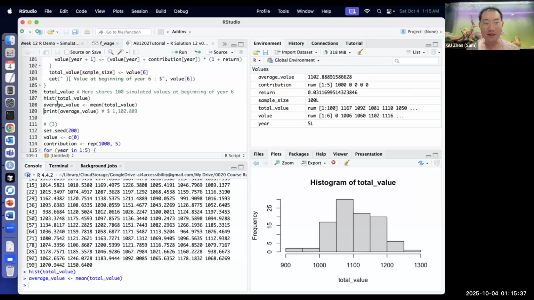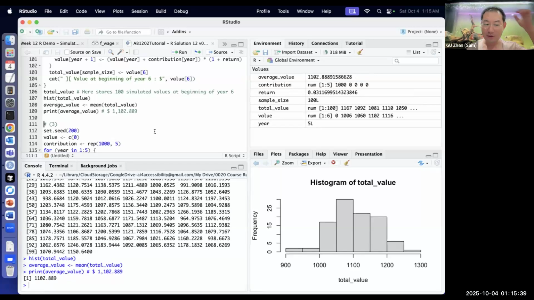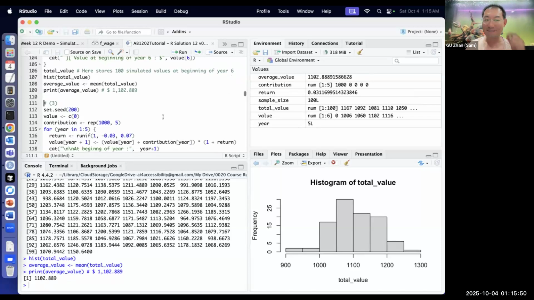So now you are calculating the average, and printing the average, which is 1102. So this is x bar. Okay, x bar. It is the average return of these 100 simulated year 6 total values. So the sample size is actually 100.